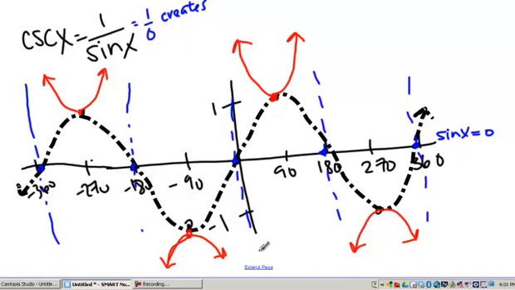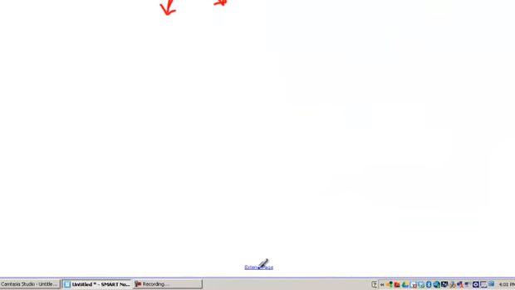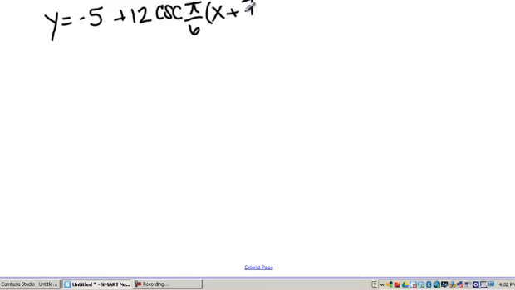Okay? Now, I'm going to give you an example of a problem that you're going to be given on Monday. Again, it looks a lot harder than it really is, and I think you'll see that in a minute after we work through it. So we've got y equals -5 plus 12 cosecant pi over 6 x plus 7.